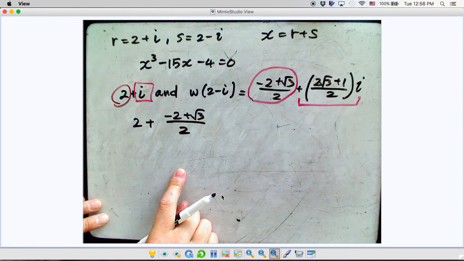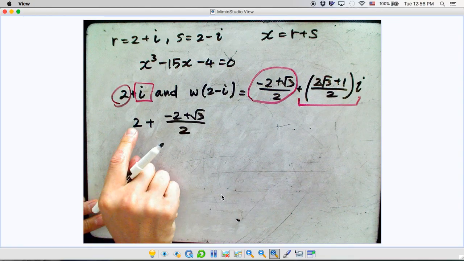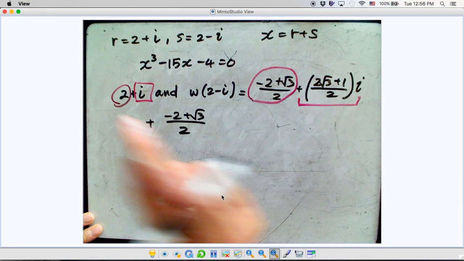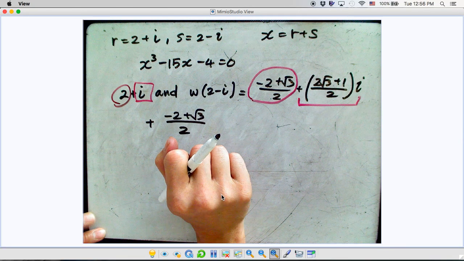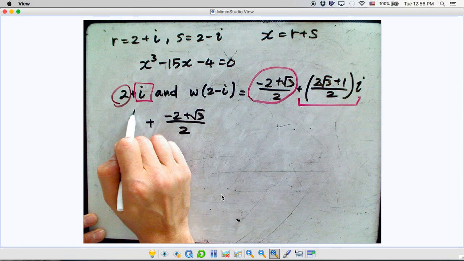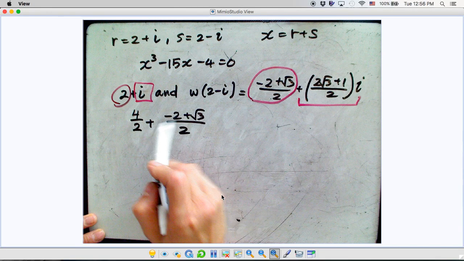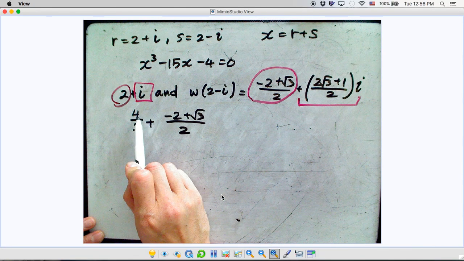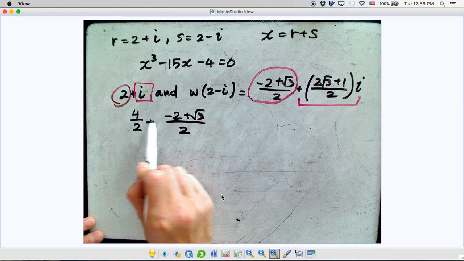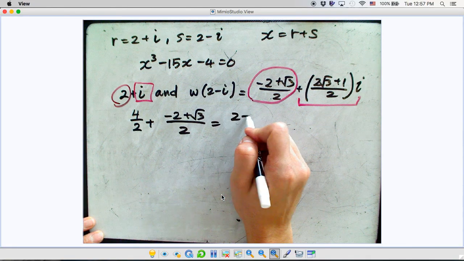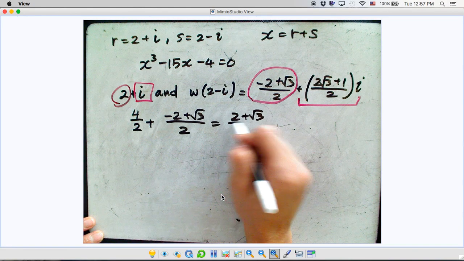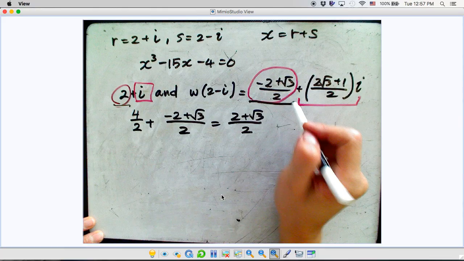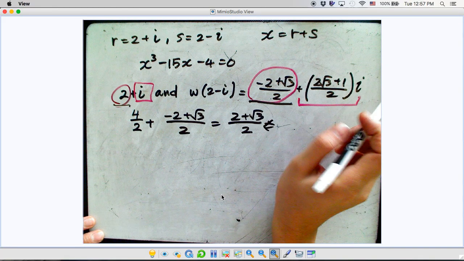In order to add fractions, I have to have the common denominator. I have to change this 2 into fractional form, which could be 2 over 1, or 4 over 2, or 6 over 3. Now I'm going to choose 4 over 2. Now I can add this integer part, which is 4 plus negative 2, which gives me 2 plus square root of 3 all over 2. So the real part is 2 plus square root of 3 over 2.